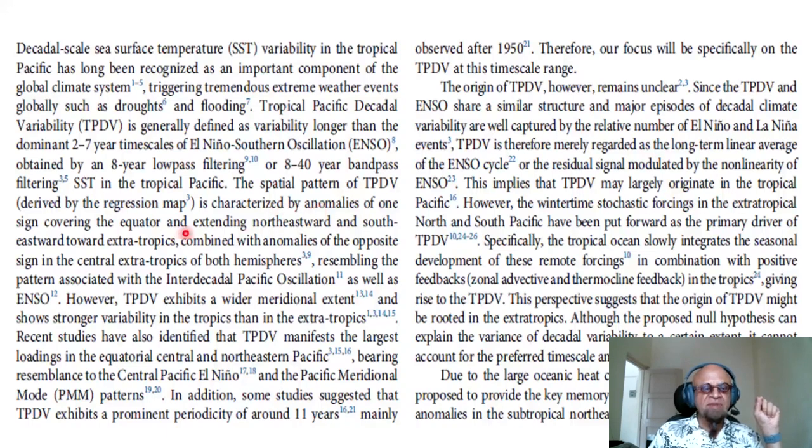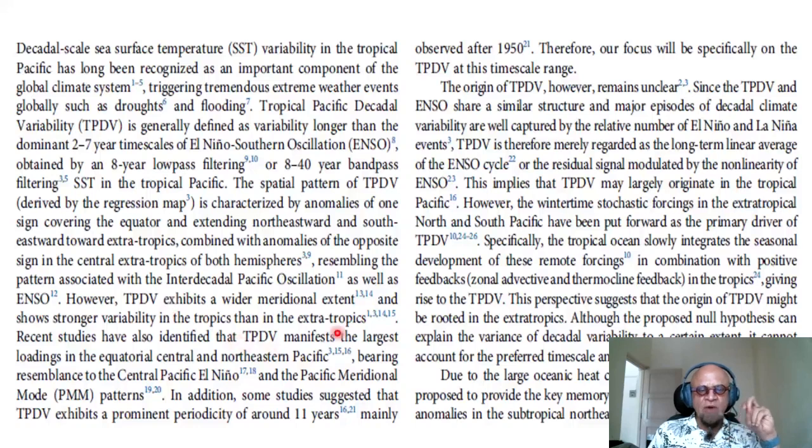The spatial pattern of TPDV derived by the regression map is characterized by anomalies of one sign covering the equator and extending northeastward and southeastward toward the extratropics, combined with anomalies of the opposite sign in the central extratropics of both hemispheres. We have already seen this, we'll see it again, and this resembles the pattern associated with the interdecadal Pacific Oscillation as well as ENSO. So ENSO has a slightly narrower pattern, is broader, and all kinds of details are there. So when you have a spatial pattern and a time scale, you are always looking for what is selecting these spatial patterns and the time scales, right?